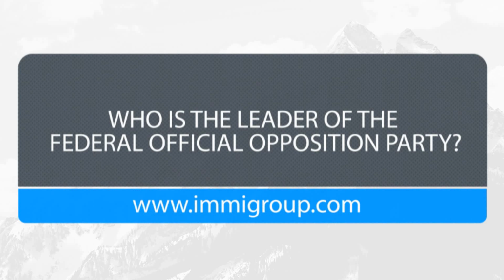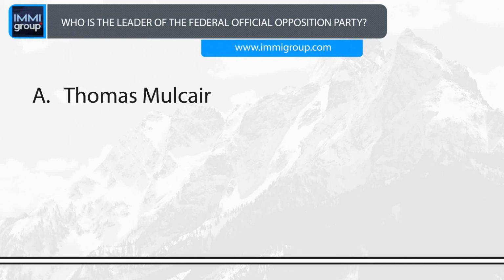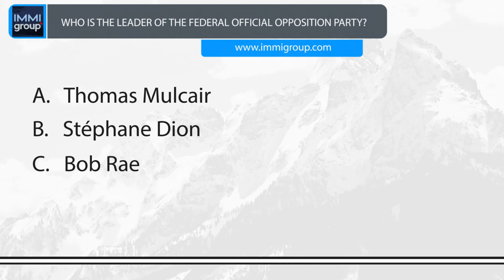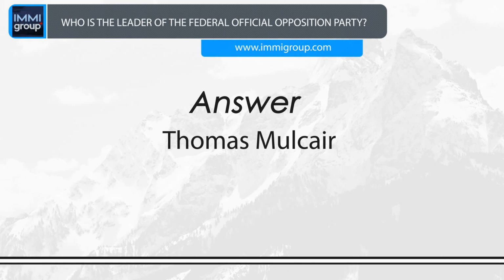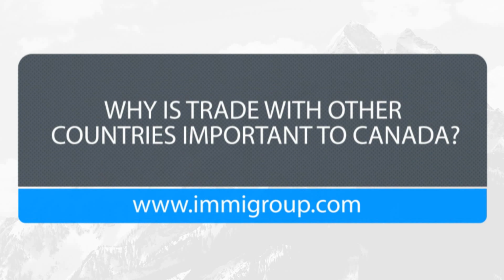Who is the leader of the federal official opposition party? A. Thomas Mulcair. B. Stephen Dion. C. Bob Rae. D. Adrian Dix. Answer: Thomas Mulcair.